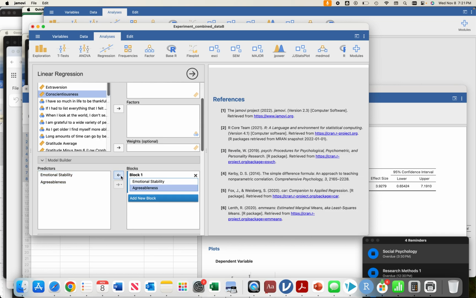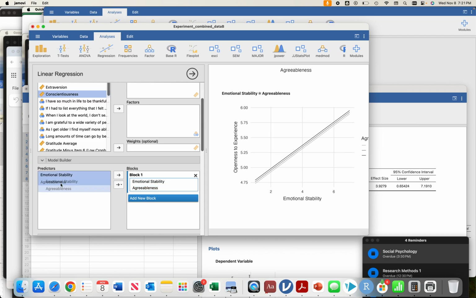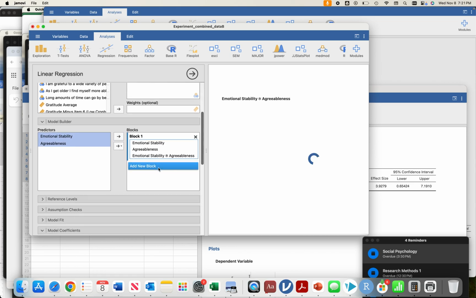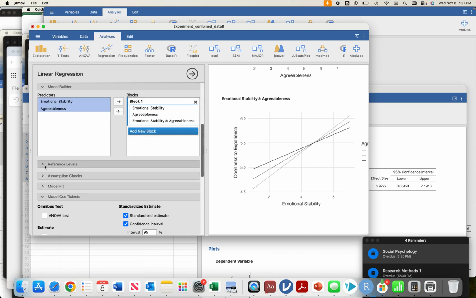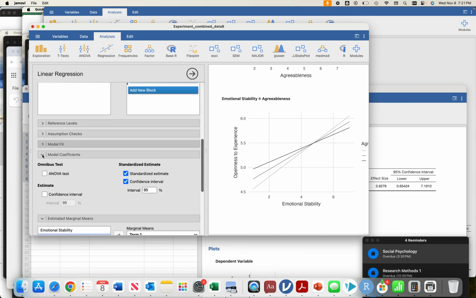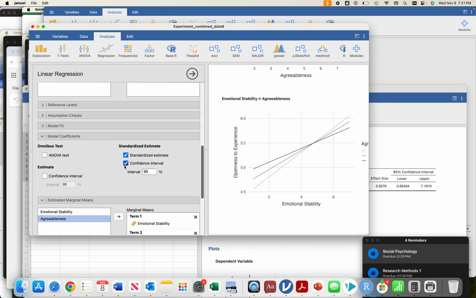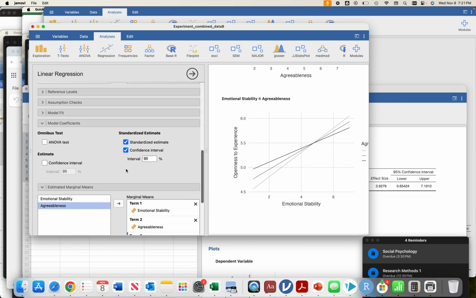When you get down here, you'll notice that in block 1, you have emotional stability and agreeableness, but you don't have the interaction. So we have to add that interaction term. Reference levels don't matter too much. Assumption checks, model fit is fine. Model coefficients, these are fine. What I want is the standardized estimate and the confidence interval.